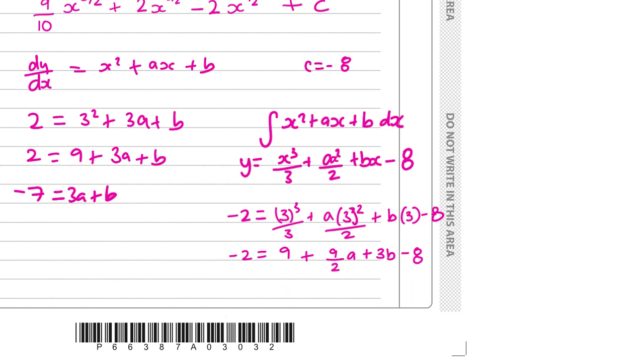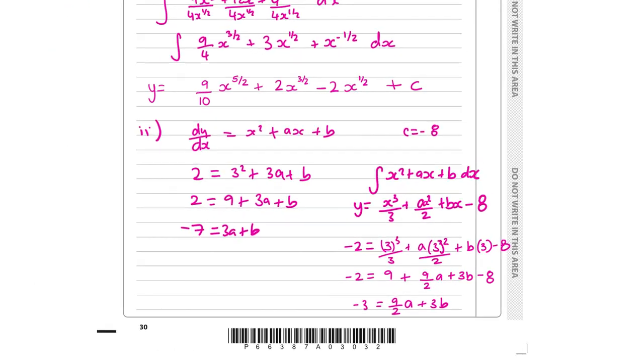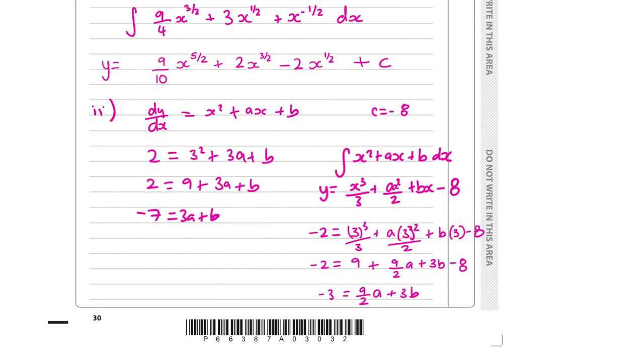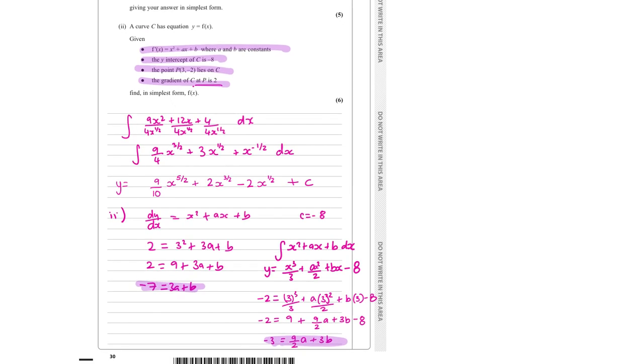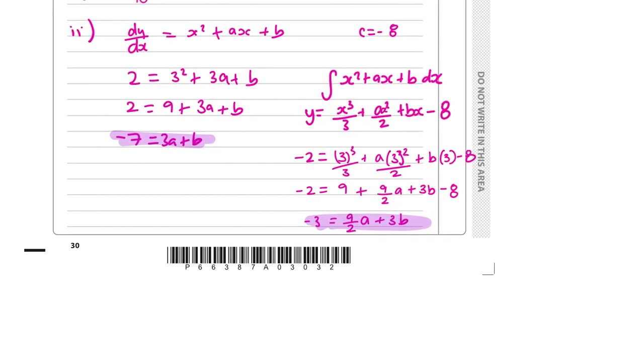So that must mean that -3 equals 9 over 2a plus 3b. Okay, brilliant. Right, we've now got 2 simultaneous equations. Did the question ask us to find a and b? Or are we just going off on a tangent? Yeah. No, it says find f of x in its simplest form. So once we find a and b, we'll be able to do this.